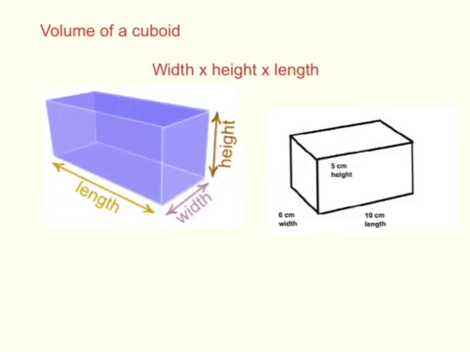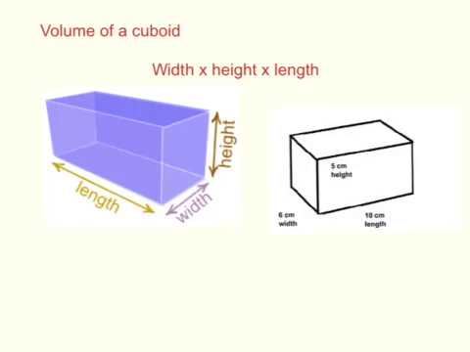So how do we find the volume of a cuboid? Remember, the volume is how much we could fill it with, the inside. If it's made of cubes, how many cubes there are that made it. And to find the volume of a cuboid, we have to do the width times the height times the length.